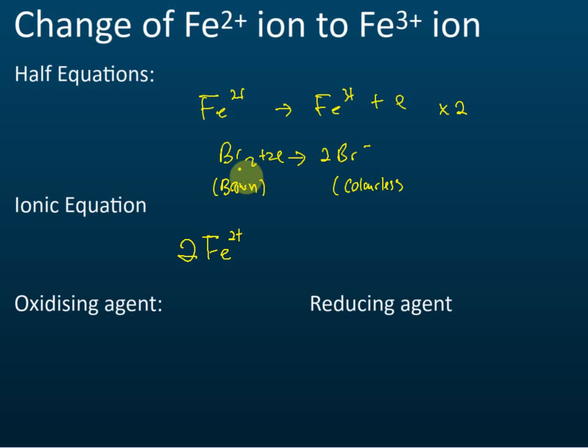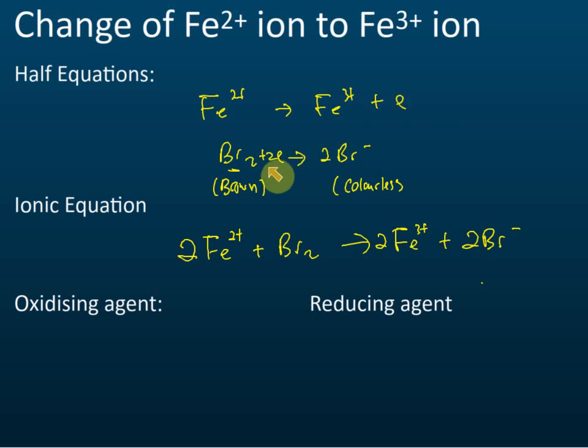And then we have one bromine, plus two iron 3 ions, and two bromide. This is the balanced ionic equation. That's how we write the ionic equations. We make the number of electrons equal on both sides by multiplying the equation by a certain number.